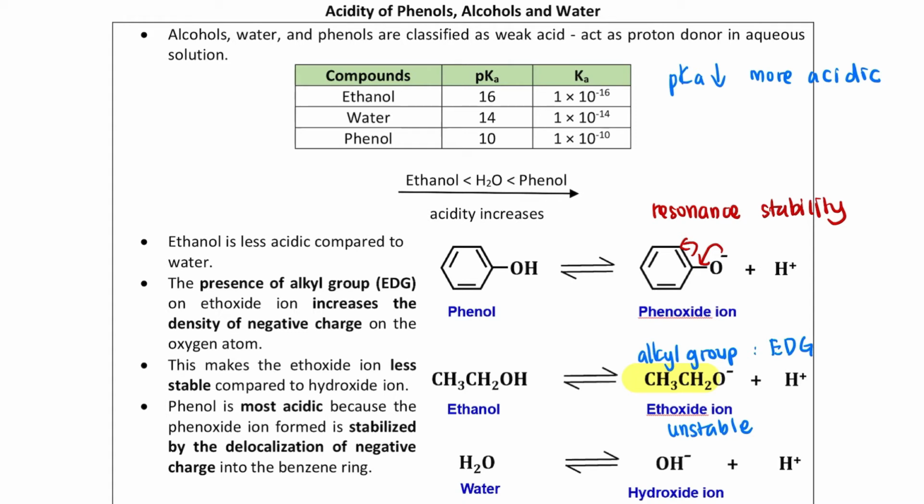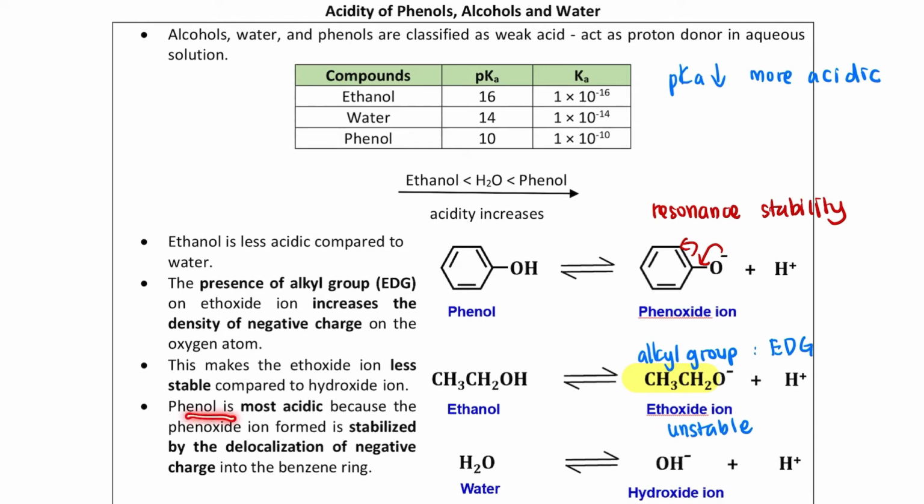Okay, so ayat dia dah ada dekat sini. For example, the second sentence here nak explain antara hydroxide ion tu lah. Okay, dia kata the presence of alkyl group EDG, okay, this one increases the density of the negative charge on the oxygen atom. This make the hydroxide ion less stable compared to hydroxide. Sebab hydroxide tak ada EDG kan.